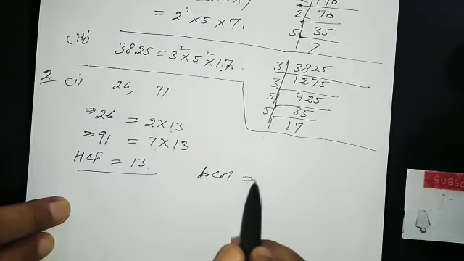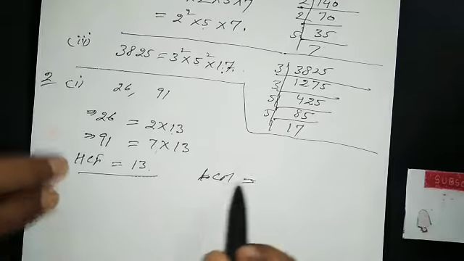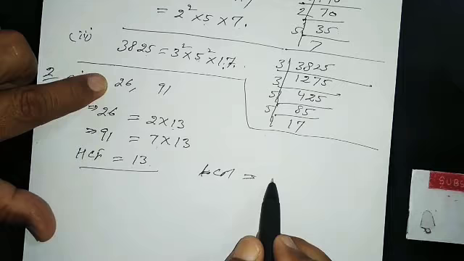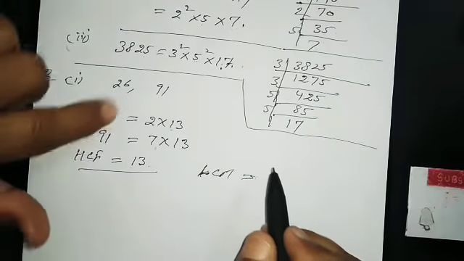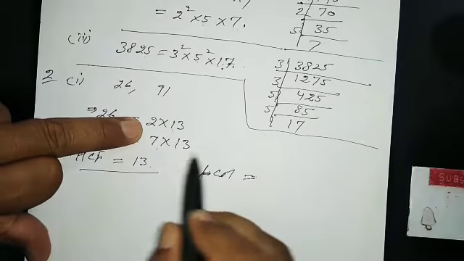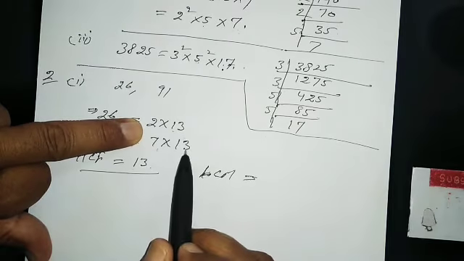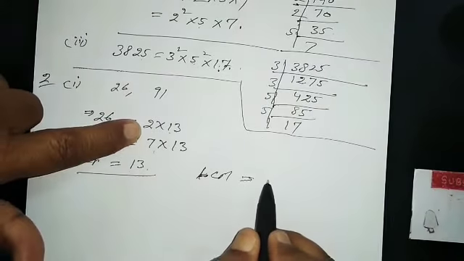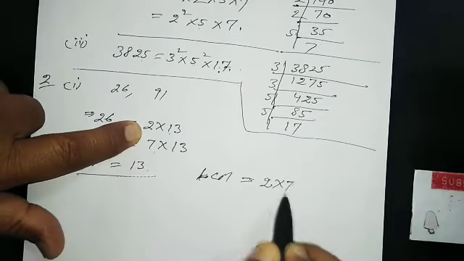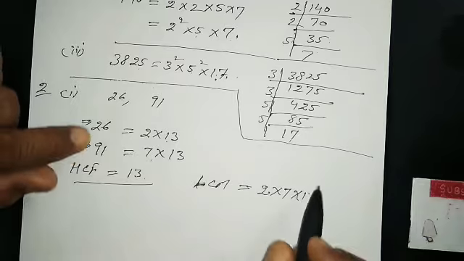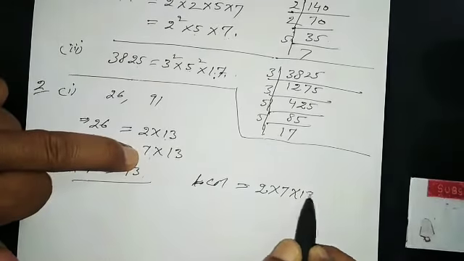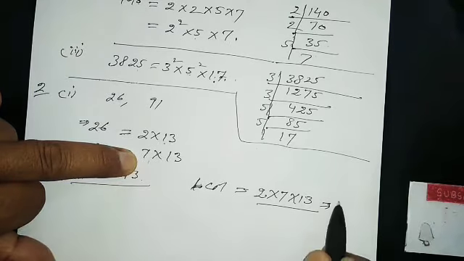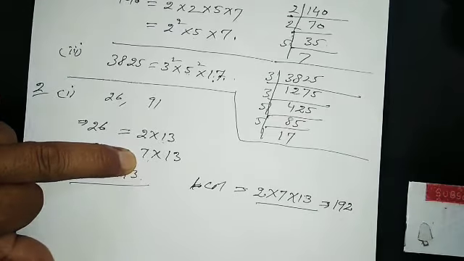And LCM, what would be the LCM? Take the greatest power, as I have told you about that. Here the greatest power of 13 is 1. Okay, you can take 2, 7. So 2, 7 and 13 to the power 1. What would that be? That would be, I think, 182.